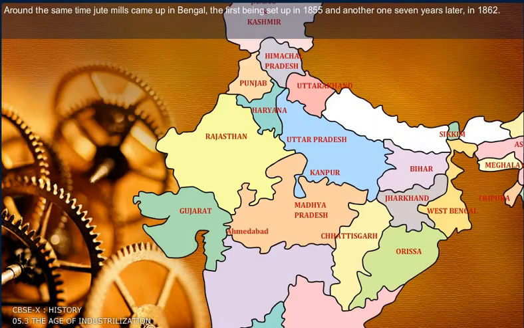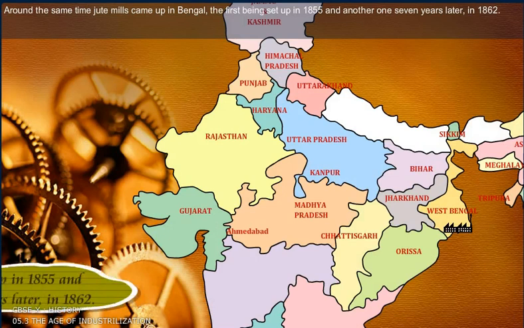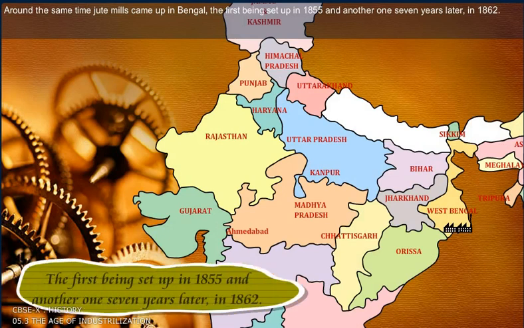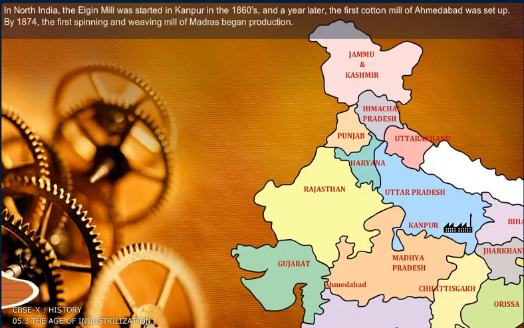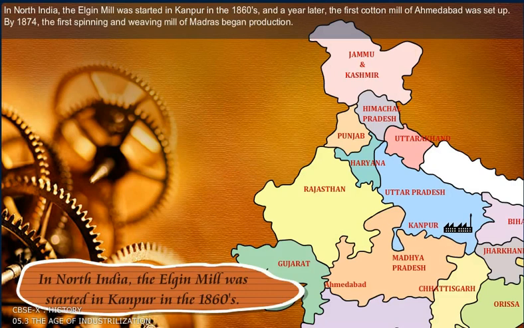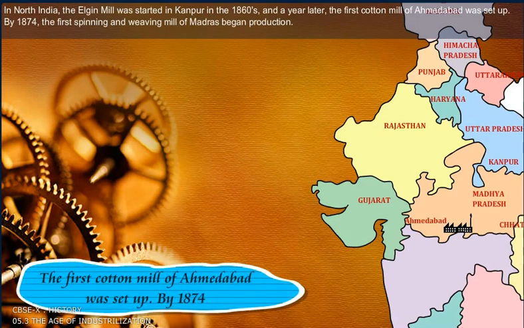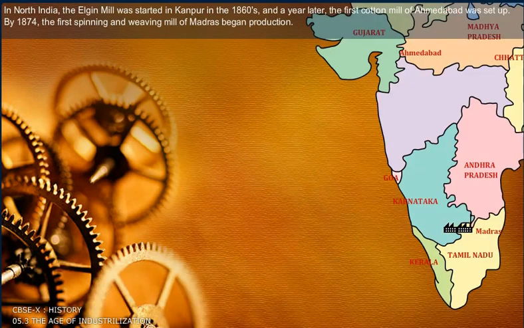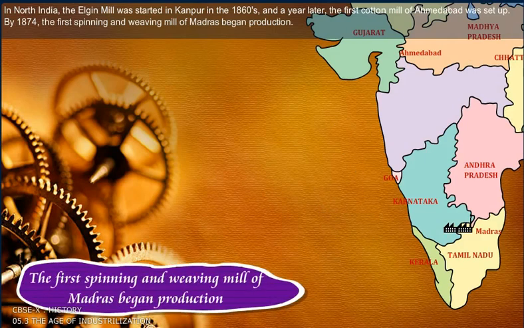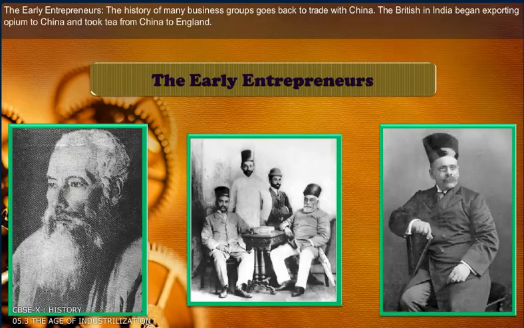Around the same time, jute mills came up in Bengal, the first being set up in 1855 and another one 7 years later in 1862. In North India, the Elgin Mill was started in Kanpur in the 1860s, and a year later, the first cotton mill of Ahmedabad was set up. By 1874, the first spinning and weaving mill of Madras began production.